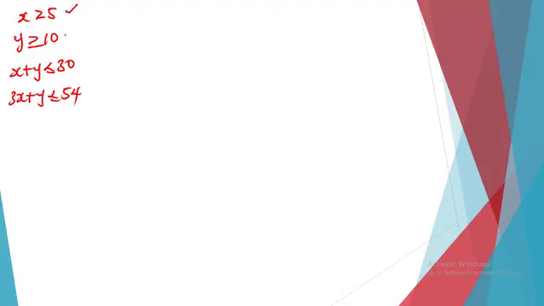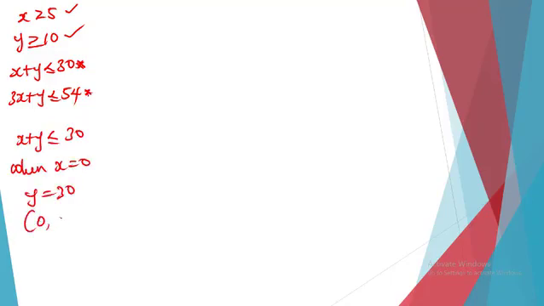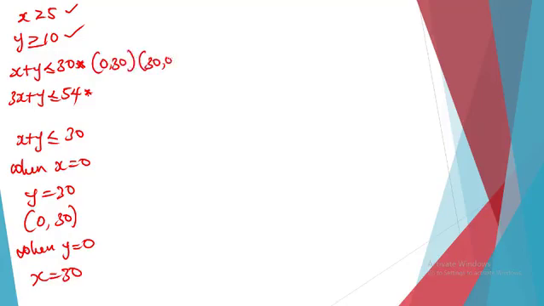We've gotten the value of X and we've gotten the value of Y. Now we need to find the coordinates in the third and fourth equation. So for the third one, X plus Y is less than or equal to 30. When X is 0, then Y is equal to 30, and the first coordinate is 0, 30. When Y is 0, then X is equal to what? 30. So the two coordinates for this are 0, 30, and then 30, 0.